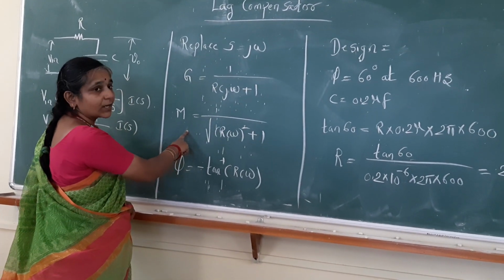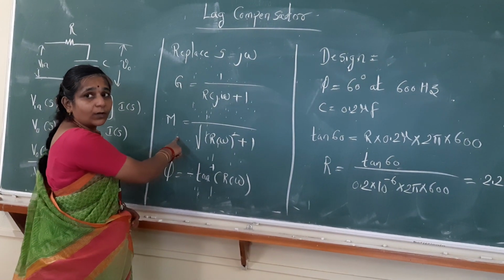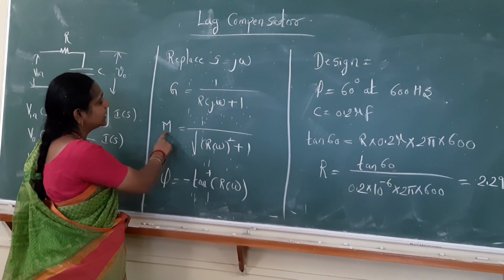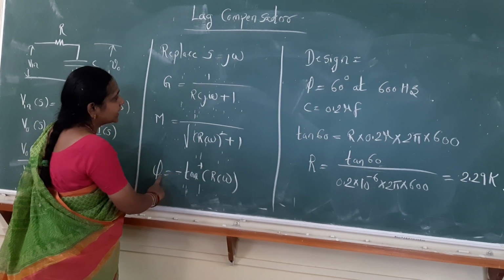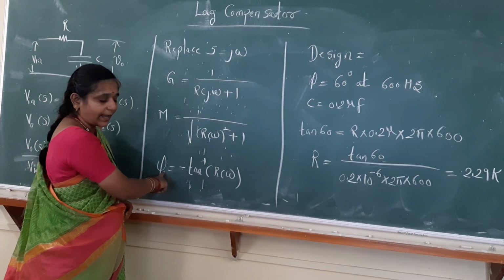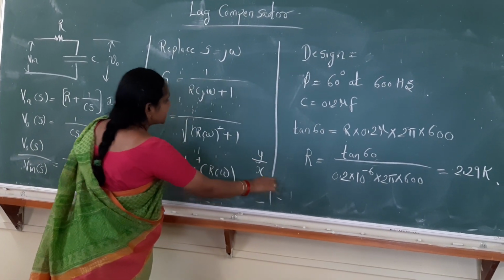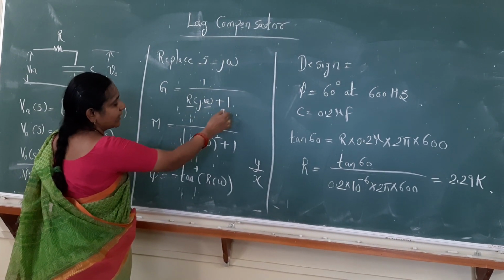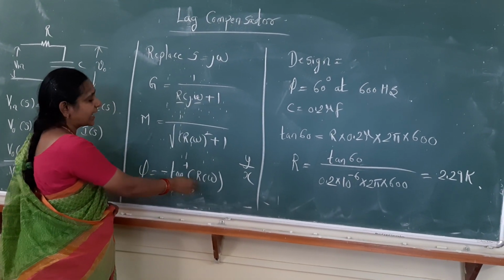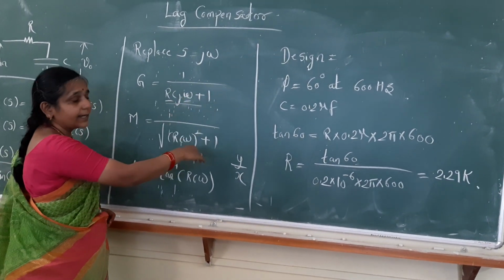The magnitude of this function: if you have x plus jy in the system, the magnitude is given by root of x square plus y square. Similarly, here the magnitude becomes 1 by root of (RC omega) whole square plus 1. And the phase angle: if you have x plus jy, the phase angle is tan inverse of y by x. Here y is RC omega and x is 1. So the phase angle becomes minus tan inverse RC omega, because our x plus jy is in the denominator.